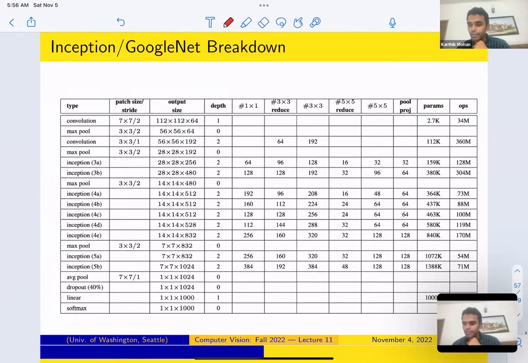Yeah, so if you want to take a look at a breakdown of the Inception model, or GoogLeNet, it looks like this. So convolution, max pool, inception. This makes sense, right? Inception starts here, and then you keep going all the way through. This is where your convolution layers end, then you have average pool. Interesting, they use average pool at the very end. And then you have dropout, then a linear layer, and then softmax.